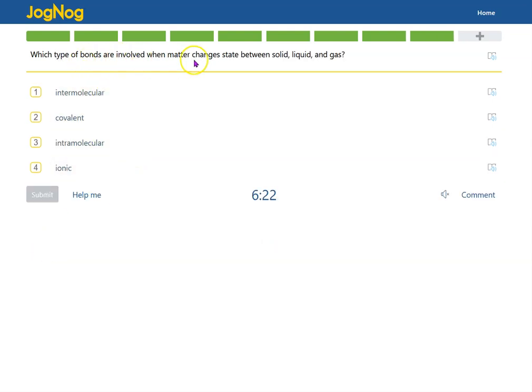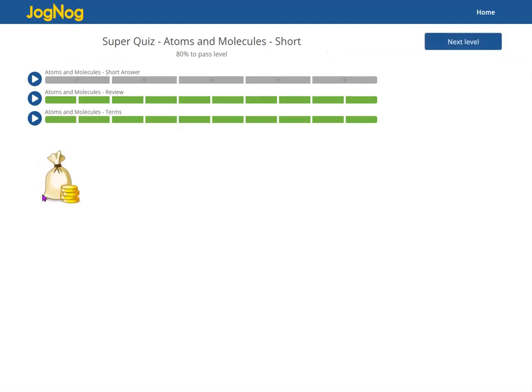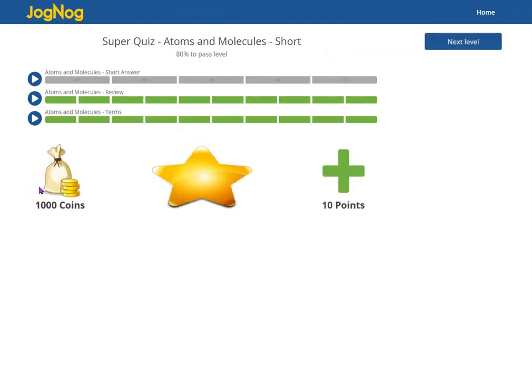So which type of bonds are involved when matter changes state between solid, liquid, and gas? We looked at this one before. This is not the covalent or the ionic bond. This is the intermolecular bond. These are the bonds between the molecules of, say, water, when it goes from ice to water, or water to steam. All right, so we did that.